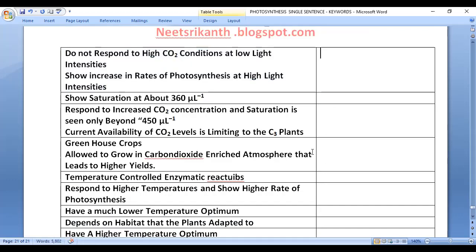C3 and C4 plants do not respond to high carbon dioxide at low light intensities. C4 plants show saturation at about 360 microliters per liter. C3 plants respond to increased carbon dioxide concentration, with saturation seen only beyond 450. The current availability of carbon dioxide is limiting to C3 plants.